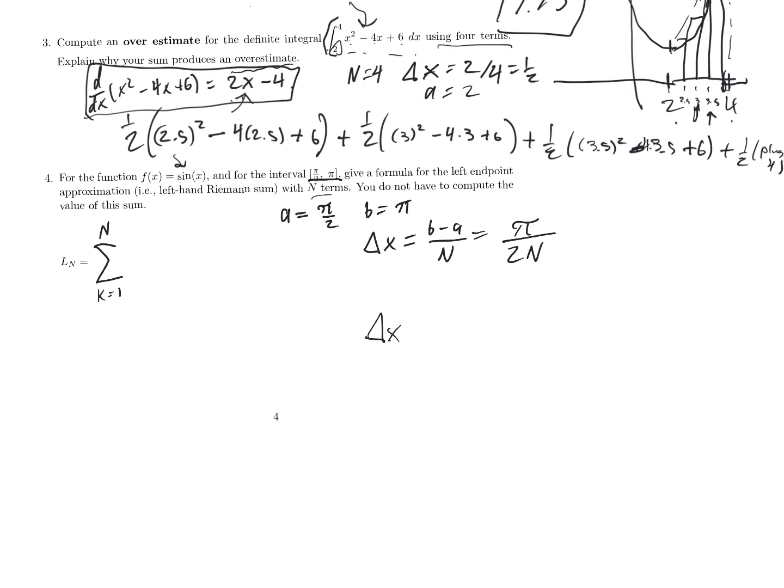And what do we go to? We go to n. We're multiplying every height by pi over 2n. That's delta x. And I know that my height will have something to do with a function, the sine, because that's what f of x is. But what goes inside of it? Well, everything has to start at a. So I'm going to do pi over 2.